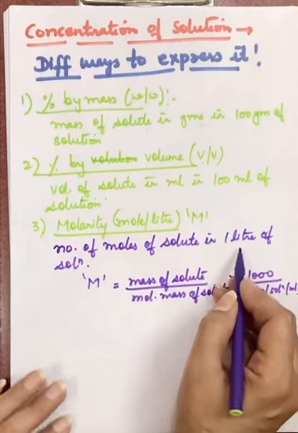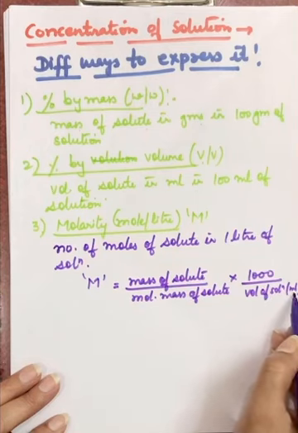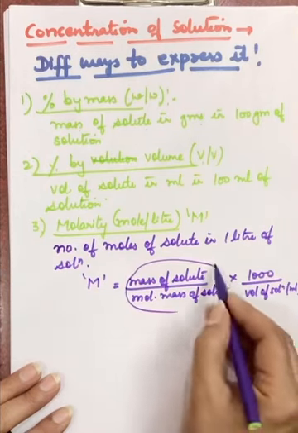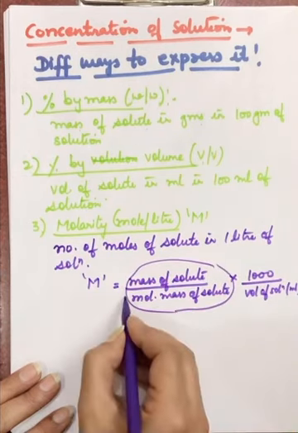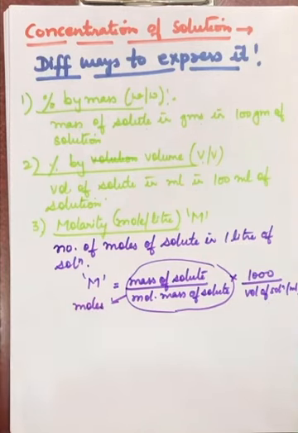Since this is per 1 liter, to change the volume which is in milliliter to liter, it is divided by 1000. That is why this 1000 is coming here in the formula. And what is this part? Mass upon molar mass is the moles of the solute. So this is the molarity.